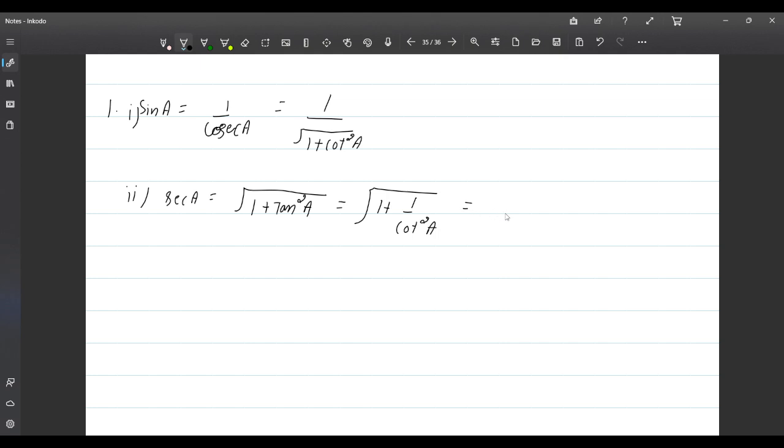तो यहाँ से क्या आ गया, cot A अंडर रूट cot स्क्वायर A प्लस 1. LCM ले लेंगे तो cot स्क्वायर A आएगा, तो उसका अंडर रूट करेंगे तो cot A आ जाएगा. फिर जब ऊपर multiply करेंगे LCM लेके तो cot स्क्वायर A प्लस 1.